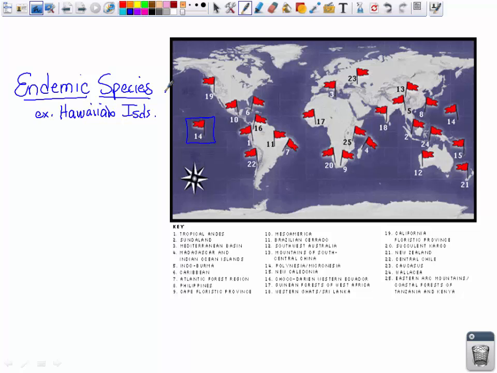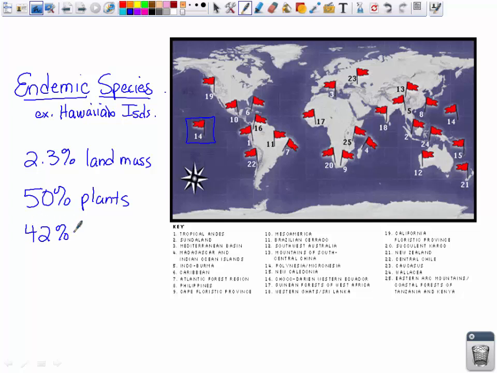And the 34 designated hotspots by Conservation International encompass about 2.3% of all the landmass on Earth, but they house about 50% of the Earth's plant species and about 42% of all invertebrates. In just a small amount of landmass on Earth, these designated biodiversity hotspots contain 50% of the plant species and 42% of all the invertebrates. So, very important places to protect and monitor and be aware of.